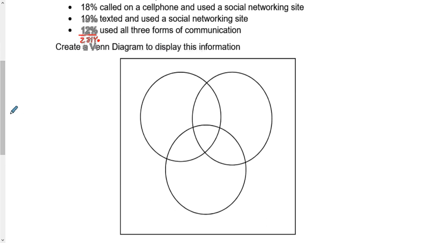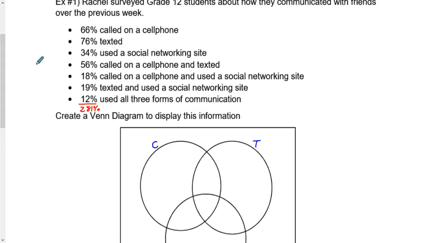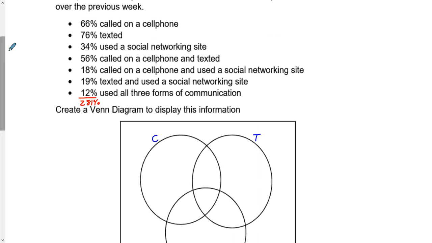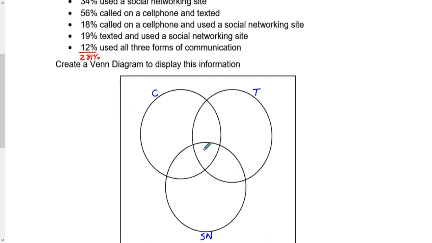Because we have three different options, cell phones, texting, and social networking, it means that there should be some overlap between each of them. In a question like this, it's always easiest to start at the end. 12% used all three. That's this intersection between all three circles. The 19% here is talking about this entire intersection between texting and social networking. To find out what's just in this part, we'd have to take 19 and subtract that 12. So 7% just texted and used social networking.